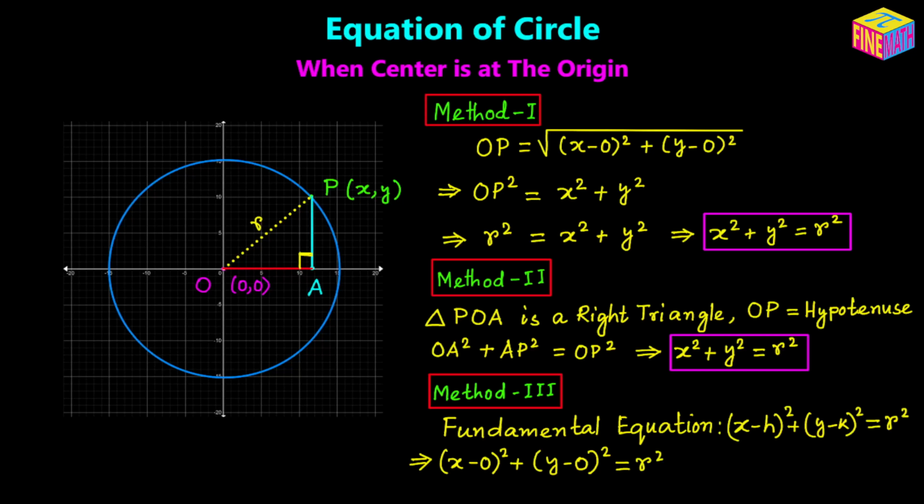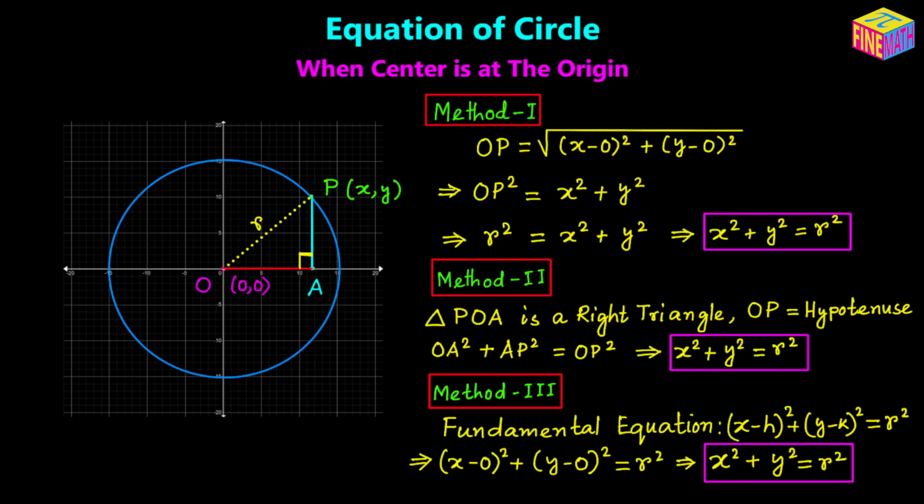So if we plug in the values of h and k, our equation is going to look like this. It will look like (x - 0)² + (y - 0)² = r². And if we simplify this, it's going to look like x² + y² = r². And that is the equation of our circle. So ultimately we see that the equation of a circle whose center is located at the origin looks like x² + y² = r².